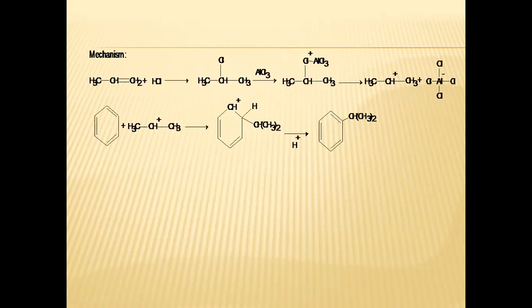Isopropyl alcohol is treated with HCl. It forms isopropyl chloride. This isopropyl chloride is reacted with AlCl3 and forms a complex like this, and removing AlCl4 forms the carbocation. This carbocation is reacted with benzene and forms isopropyl benzene.